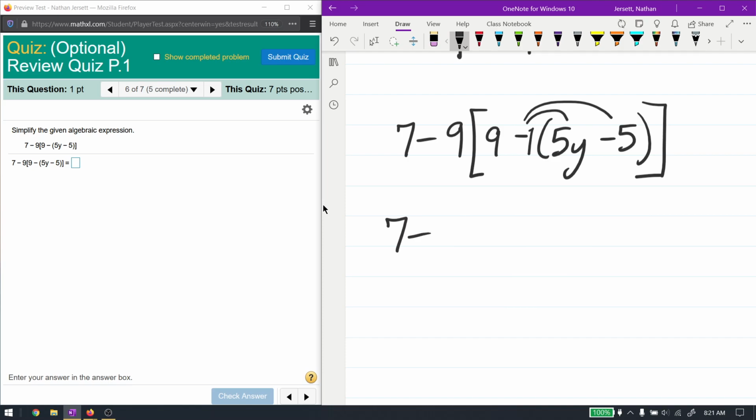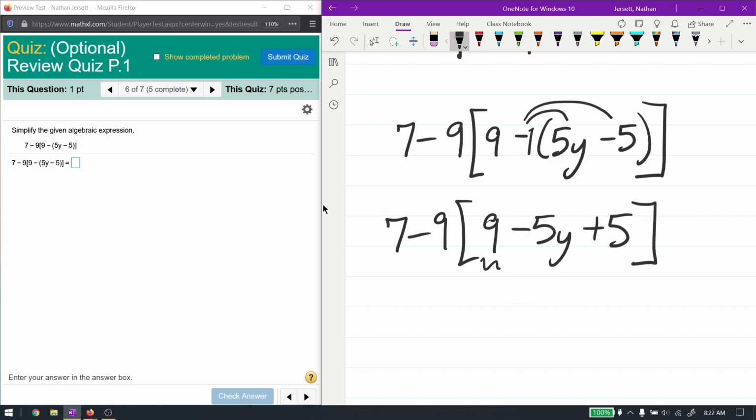So we have 7 minus 9. Negative 1 times 5y is negative 5y. Negative 1 times negative 5 is positive 5. I can combine like terms here. We have 9 and positive 5. That gives me, I'm just going to combine it right to this spot right here, 9 plus 5 is 14.